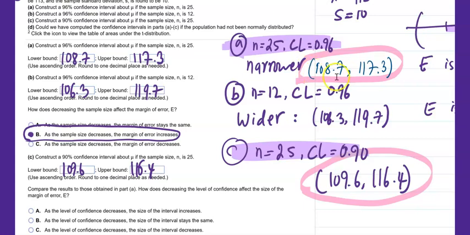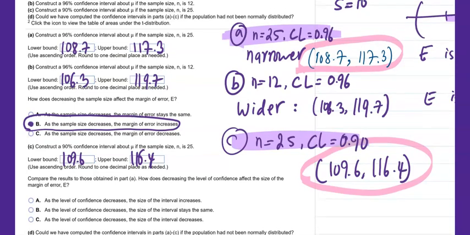What happens to the interval? Look at this interval. If you compare the interval A with C, this is narrower. Narrower because the lower bound is 109.6 and the upper bound is 116.4, less than 117.3. So this is the narrower interval. So if the interval is narrower, the margin of error is smaller.